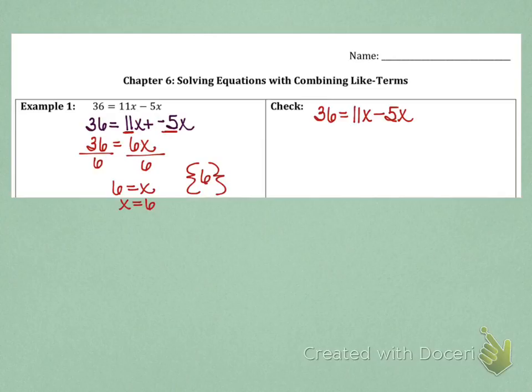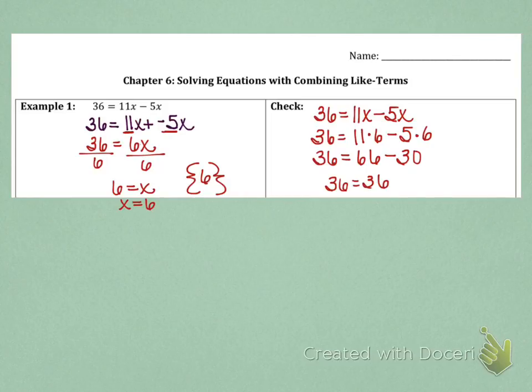So I've gone ahead and written the original problem, which is the first line of our check, and now what we're going to do is plug in the value that we got for x, which was 6. Following order of ops, I'm going to do both multiplication problems in one step. I'm going to do 11 times 6 to give me 66, and 5 times 6 gives me 30. Doing that subtraction, I'll have 36 equal to 36, which is what I want.